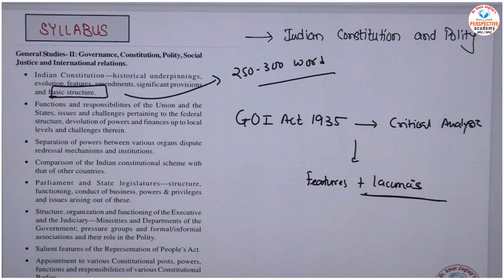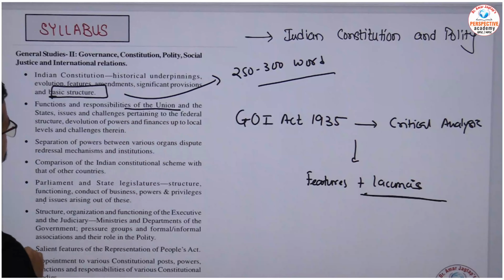Okay, similarly there are other points: functions and responsibility of union, the issues and challenges pertaining to federalism, separation of power, again a separate point, then comparison of the Indian constitutional scheme with that of other countries. Now, see, there are 190 countries in the world. So will you prepare for each and every country? So obviously not. So how can you guess which countries to prepare? So again the answer lies in PYQ. Okay, so accordingly we will compare the constitutional scheme with that of USA, UK and France.